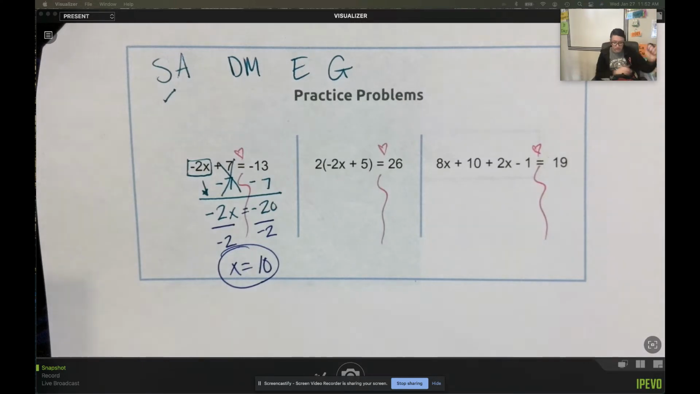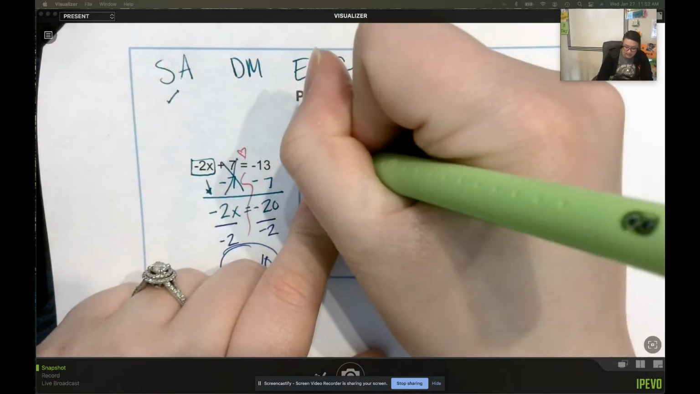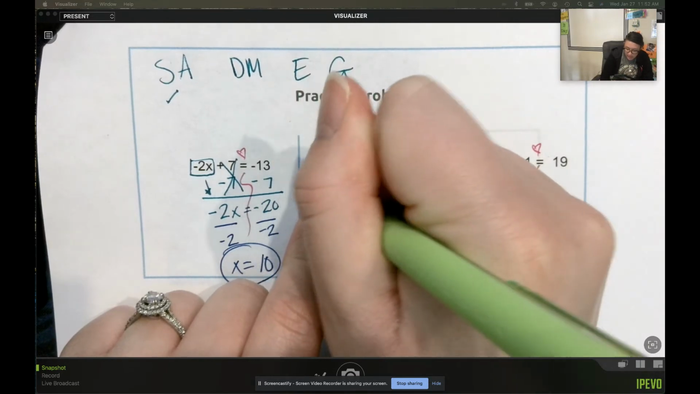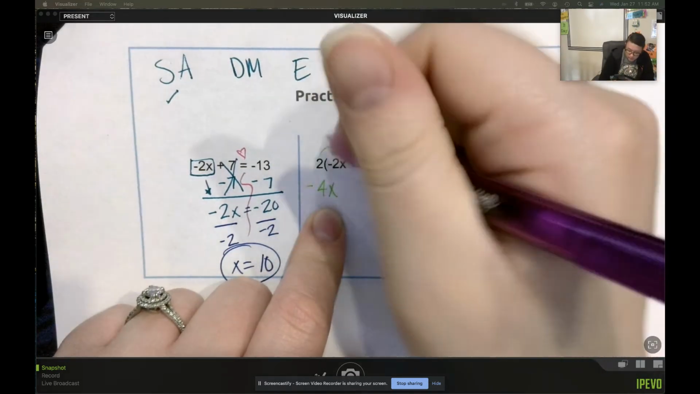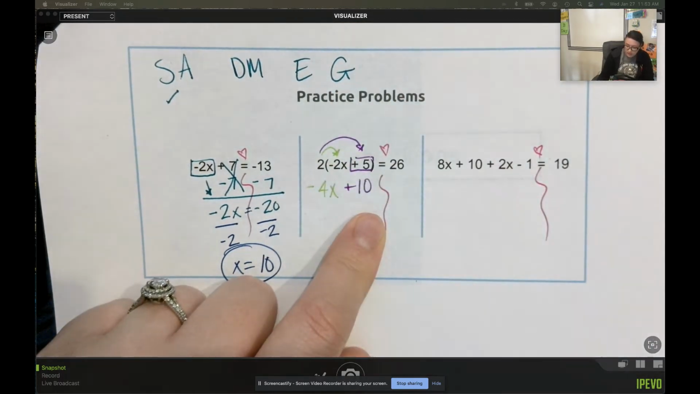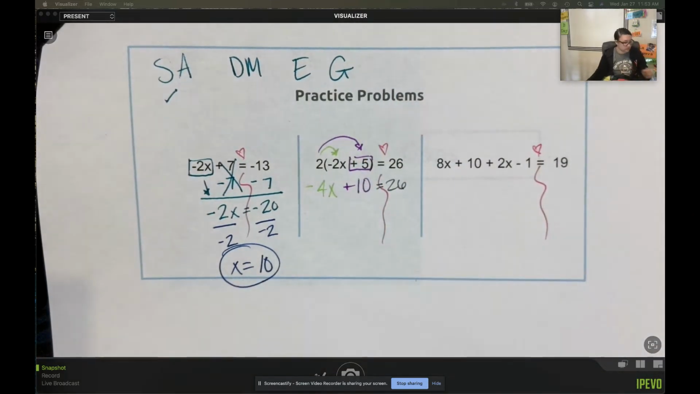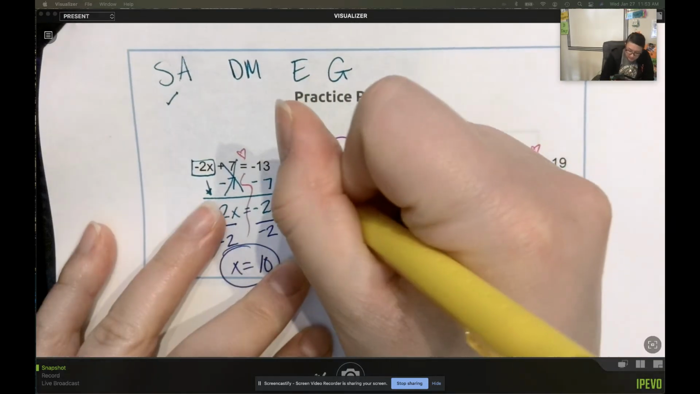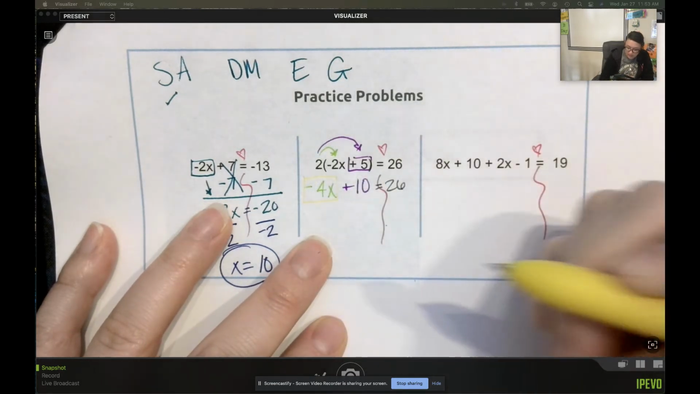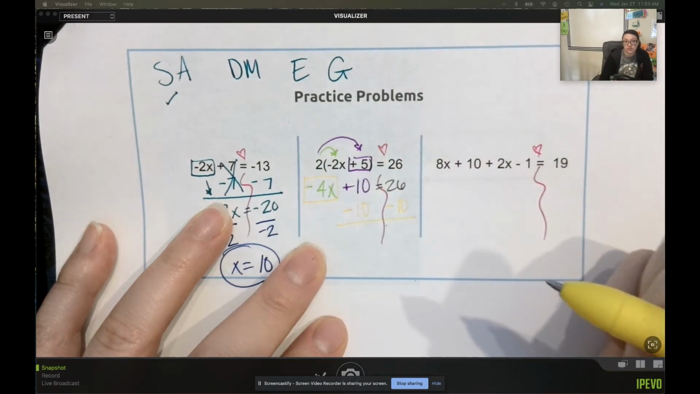For my next one, I see I have parentheses and a number on the outside. I need to do my distributive property. 2 times negative 2x gives me negative 4x. 2 times a positive 5 is going to give me a positive 10, so I'm adding 10. And then I need to keep my equals 26. I'm saving my coefficient and my variable for the last step. The opposite of adding 10 is to subtract 10 from both sides.